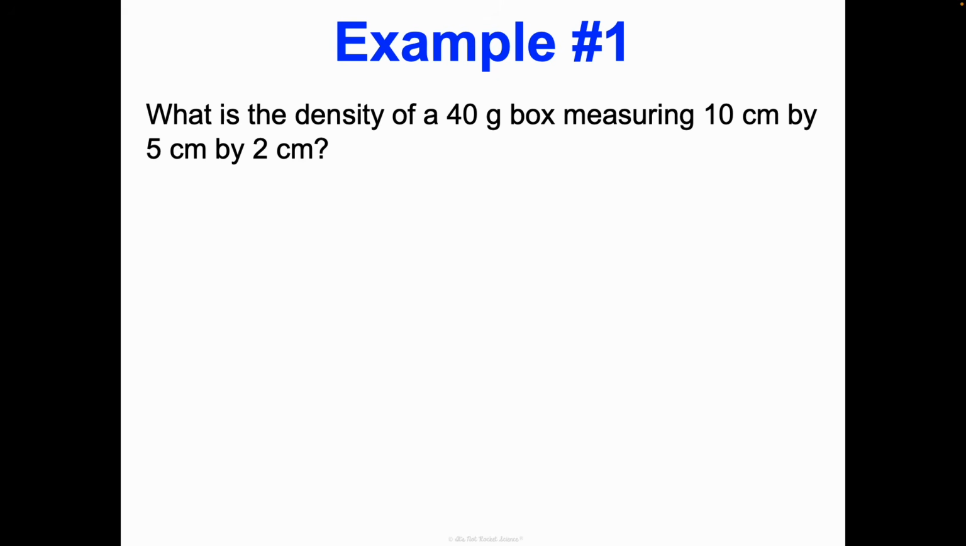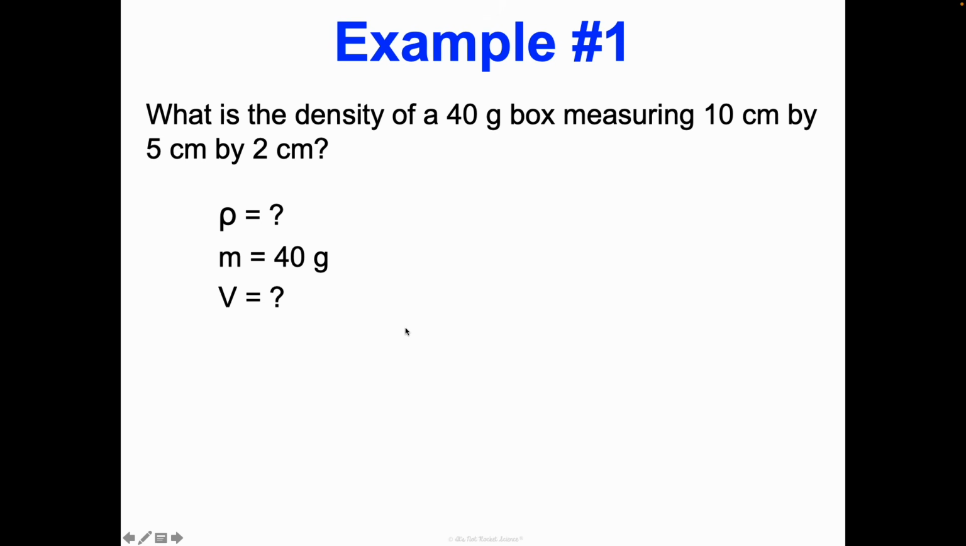Now we're going to analyze, A, and we're going to identify what we know and what we do not know. What are we looking for? It says, what is the density? So we're using that fancy Greek letter rho for density. Now, what do we know? We know mass is 40 grams, and we do not know volume, but we do know we have a length and a width and a height.